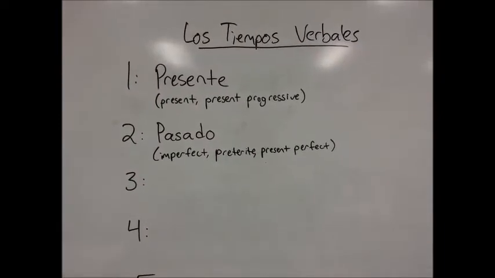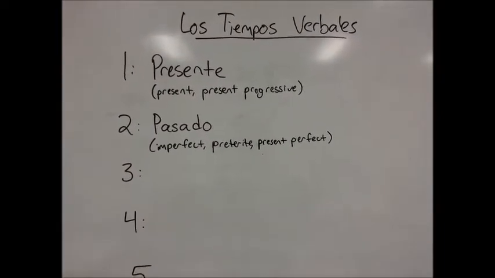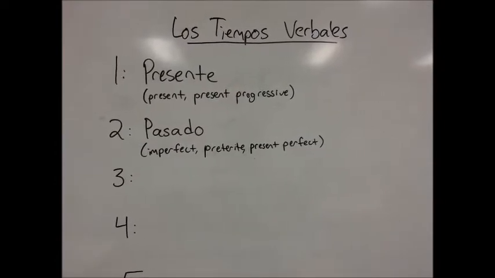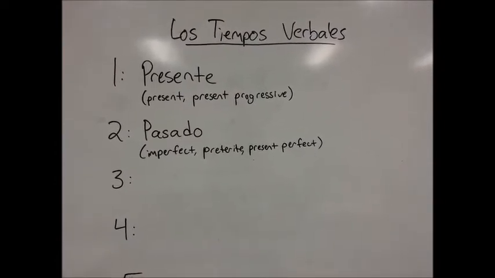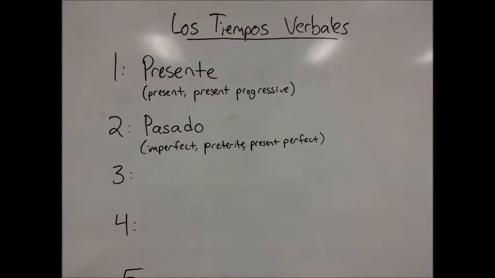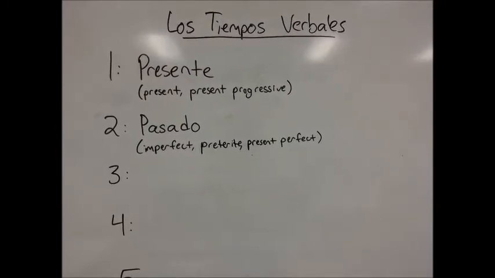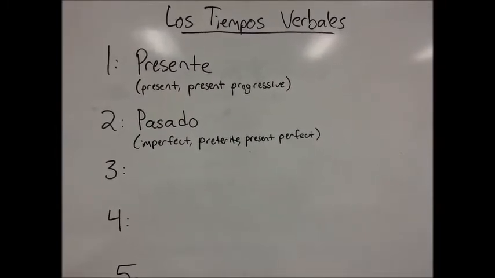Dos punto punto es el pasado, the past, which can either be imperfect, preterite, or present perfect. Dos punto punto is only in the indicative. You can't have subjunctive or conditional.